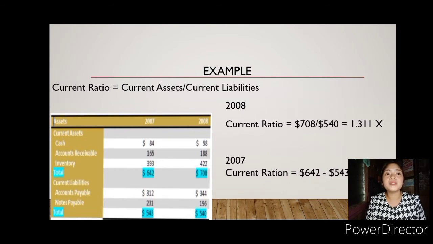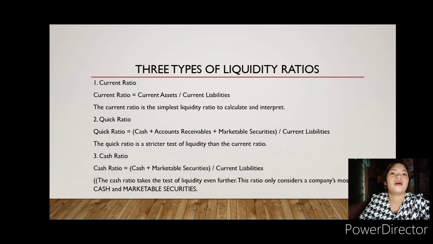A company with healthy liquidity ratios is more likely to be approved for credit. Next, the 3 types of liquidity ratios are current ratio, quick ratio, and cash ratio. In each of the liquidity ratios, the current liabilities amount is placed in the denominator of the equation, and the liquid assets amount is placed in the numerator. So, let's tackle the current ratio.